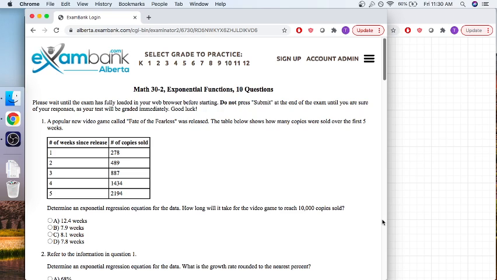So the first step is to press Stat, press Edit, and in list 1 enter 1, 2, 3, 4, 5. Let's try that again because I've got an extra number. Okay, 1, 2, 3, 4, 5. So I'll go up to list 2 and clear it first. Then enter 278, 489, 887, 1434, 2194. Okay, so I've got my list filled out.